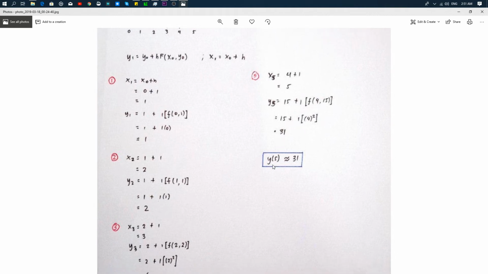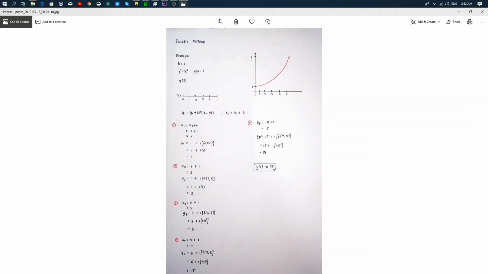So our approximation is that the value of y at the point 5 on the x-axis is 31 by the use of Euler's method. And at this point, I think we have just solved it.